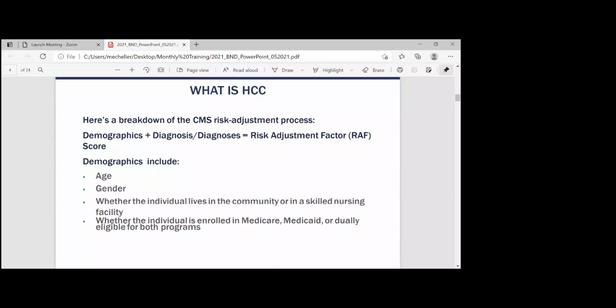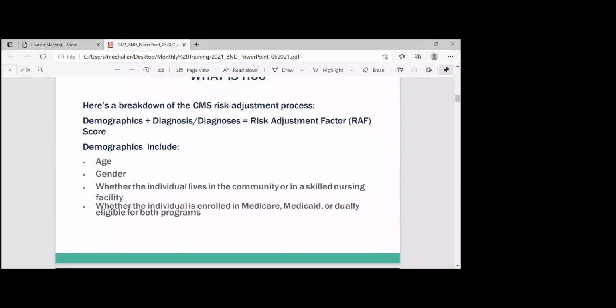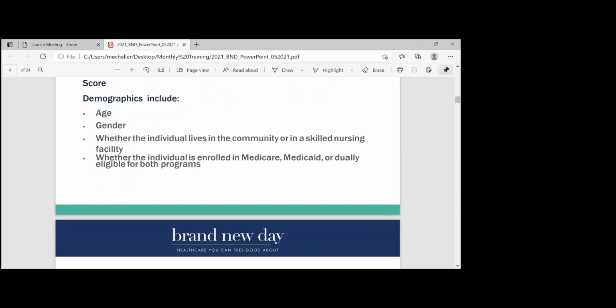So HCC breakdown. Here's just a quick, really high level breakdown of the risk adjustment process. So we have the patient demographic that we talked about, and then the diagnoses that go into that table. And then ultimately we come out with a risk adjustment score or factor for the member. The demographic information for risk includes the patient's age, the patient's gender, whether the individual lives in the community or in a skilled nursing facility, whether the individual enrolled is in Medicare, Medicaid, or if they're dual eligible in both programs. So these factors and demographic data all tie into how a risk score is developed for a particular member.